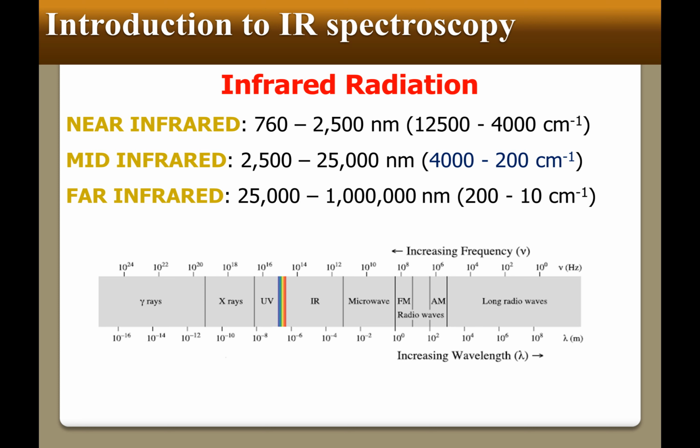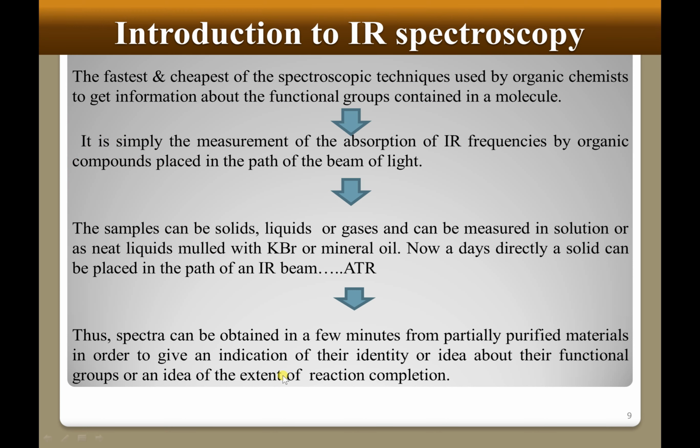Now, so we saw the infrared region, we probed it in much detail and we understood what is near infrared, that is this region, mid infrared, that is the thing which we are interested in, and far infrared. And so again in the electromagnetic spectrum you got a near infrared, you got mid infrared, and you got far infrared. It is the fastest and cheapest of the spectroscopic techniques used by organic chemists to get information about functional groups, and it's mostly qualitative.